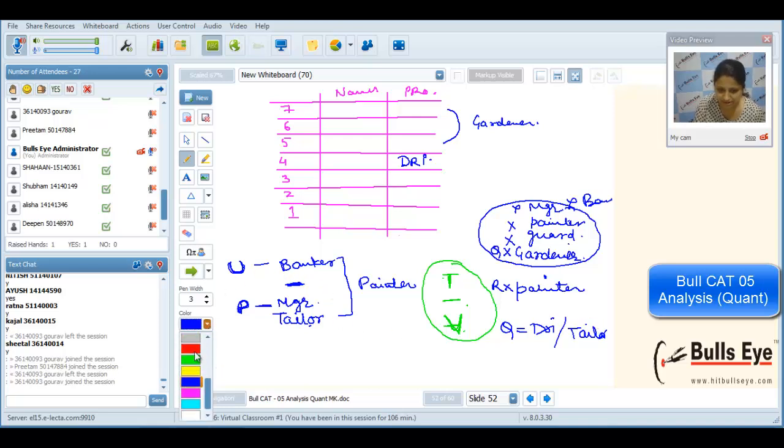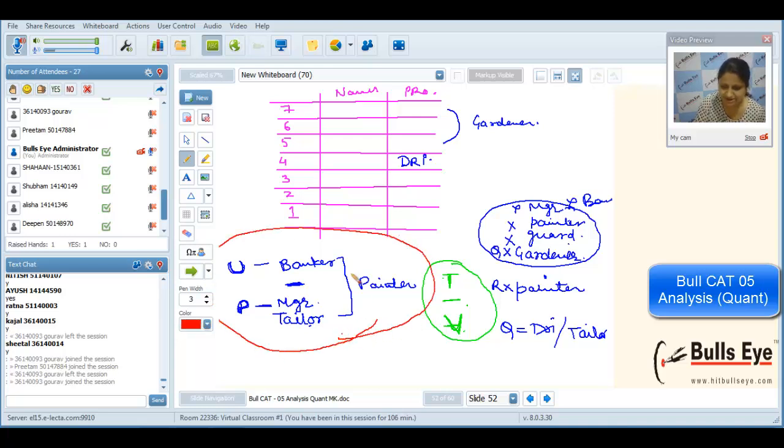Now I'm trying to arrange this arrangement. This red arrangement. It should be tailor. Above tailor there should be manager. Above manager there should be a space. And above space there should be a banker. And above tailor there should be a painter.